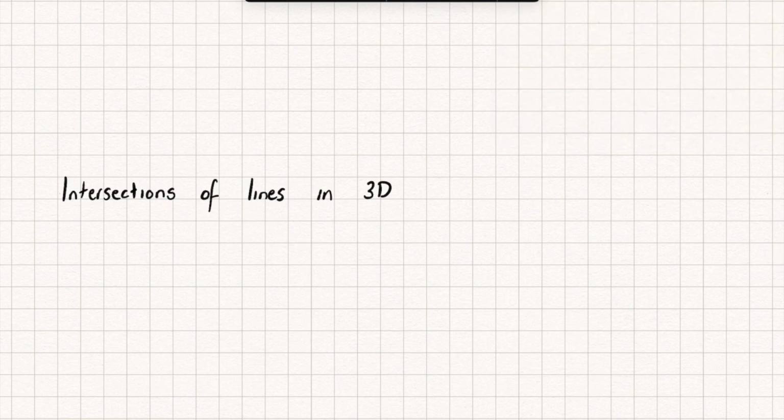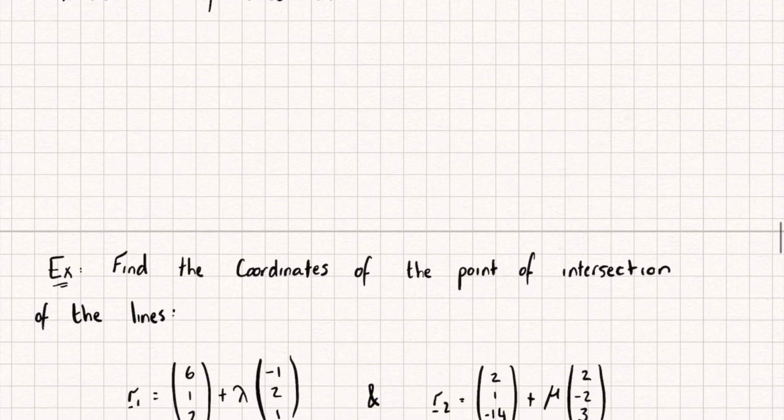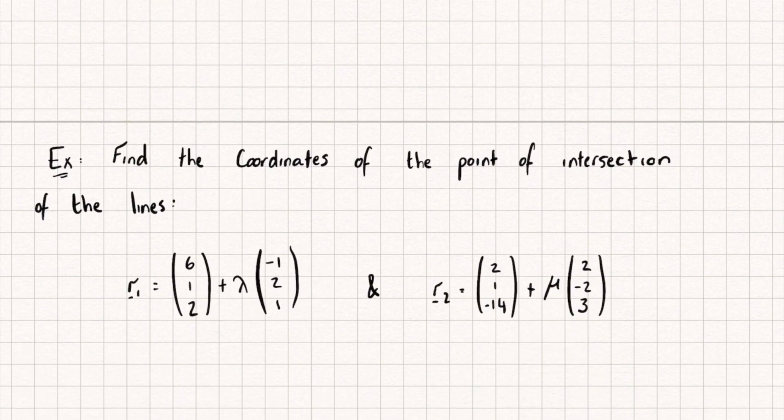Okay, so let's first take a look at an example where our lines are going to intersect with each other. You can see here I have this question where it says find the coordinates of the point of intersection of the lines R1 and R2.